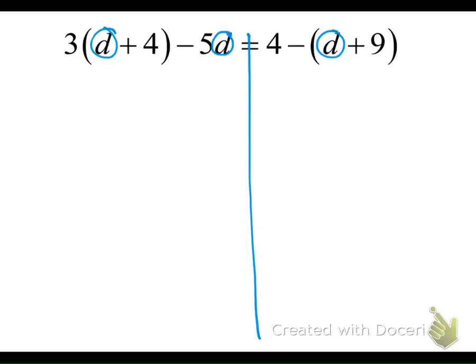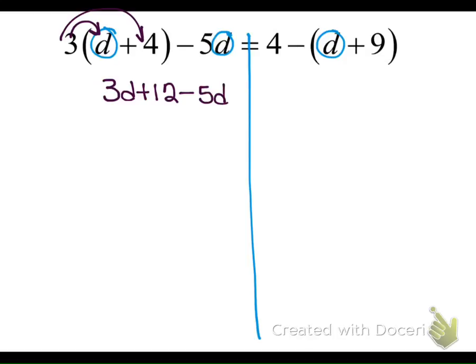Now, when I'm solving equations with variables in multiple locations, the first thing I do is distribute, if I can. So we're going to distribute with the 3. What's 3 times d? 3d. Then 3 times positive 4 is positive 12. Then what do I bring on down? The negative 5d. Then my equal sign.